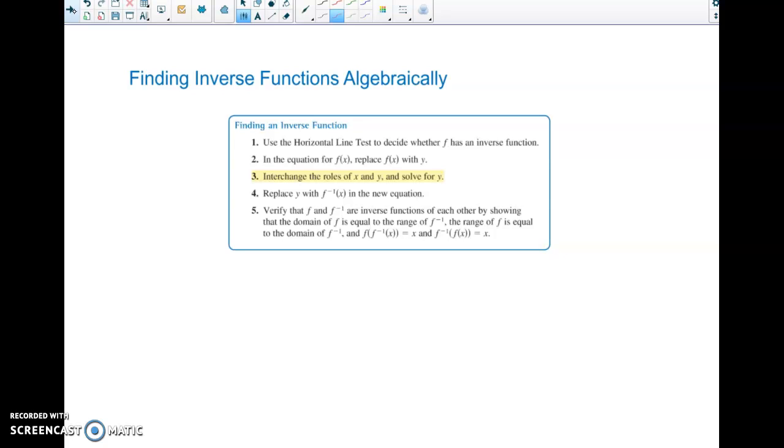Similarly, if we had 3 times x, the inverse operation of multiplication is division, so then x divided by 3 would be the inverse. Here, we're showing our steps of solving for the inverse function and finding what it is when we're only given one of them. So take a minute, hit pause, and write this down.